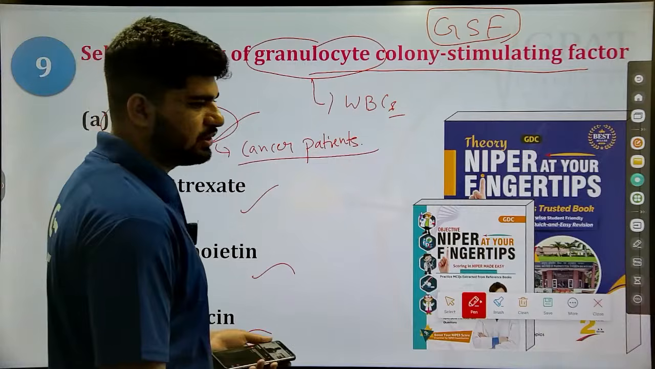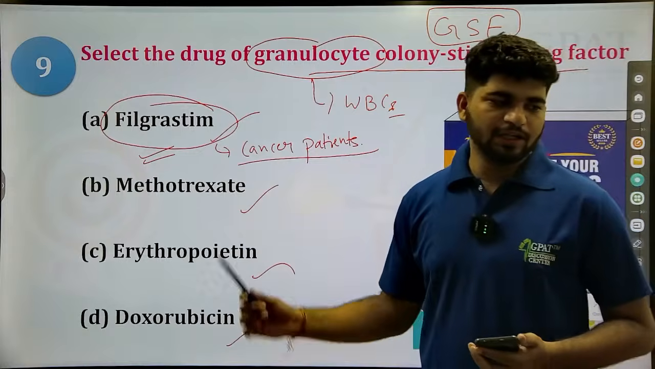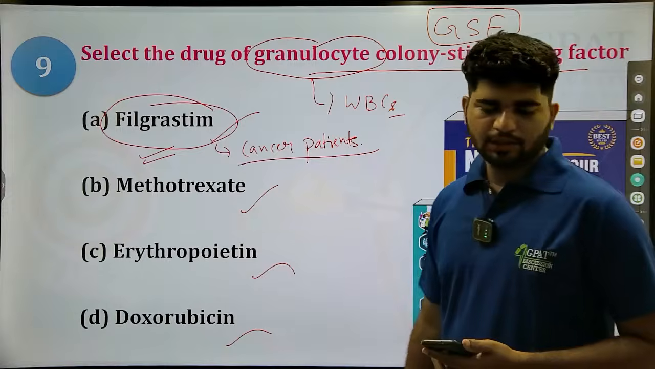So you have to remember this. Methotrexate, that's your anti-cancer drug, anti-folate, folate reductase inhibitor. Erythropoietin increases the RBC level, right? Doxorubicin is an antibiotic, an anti-cancer drug, right?